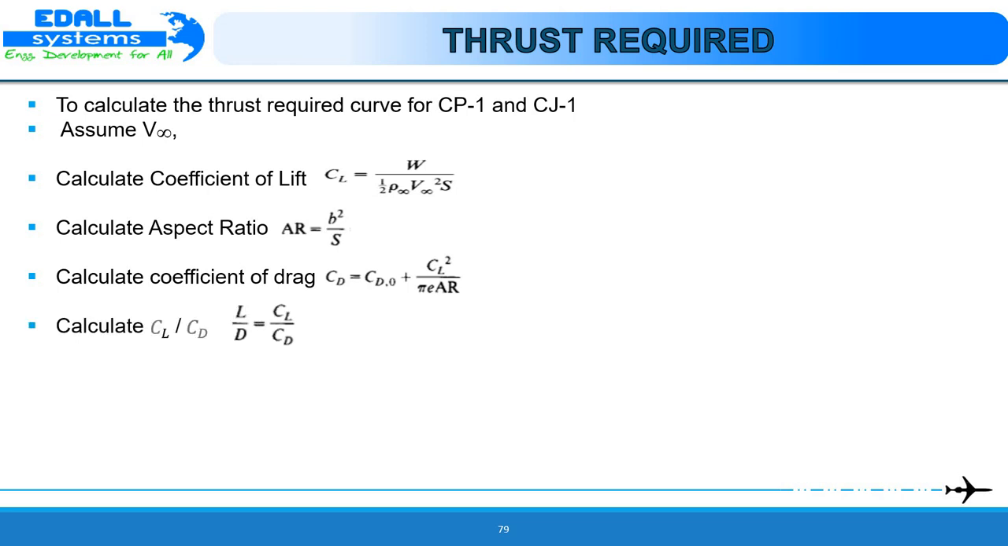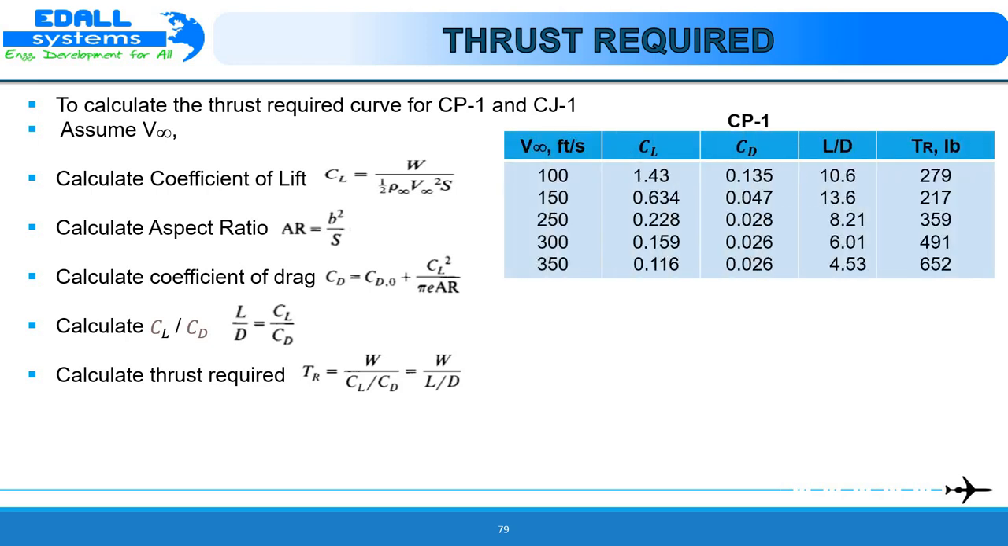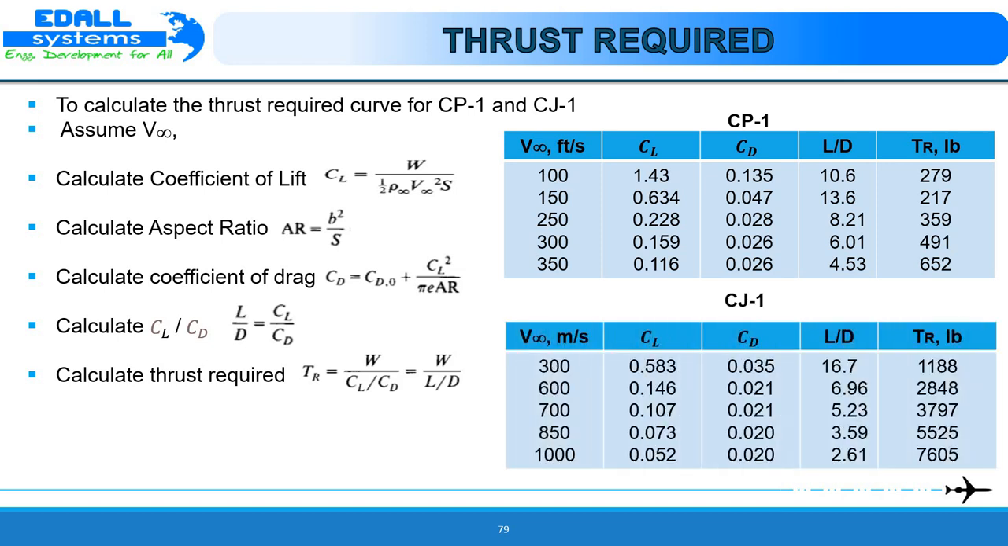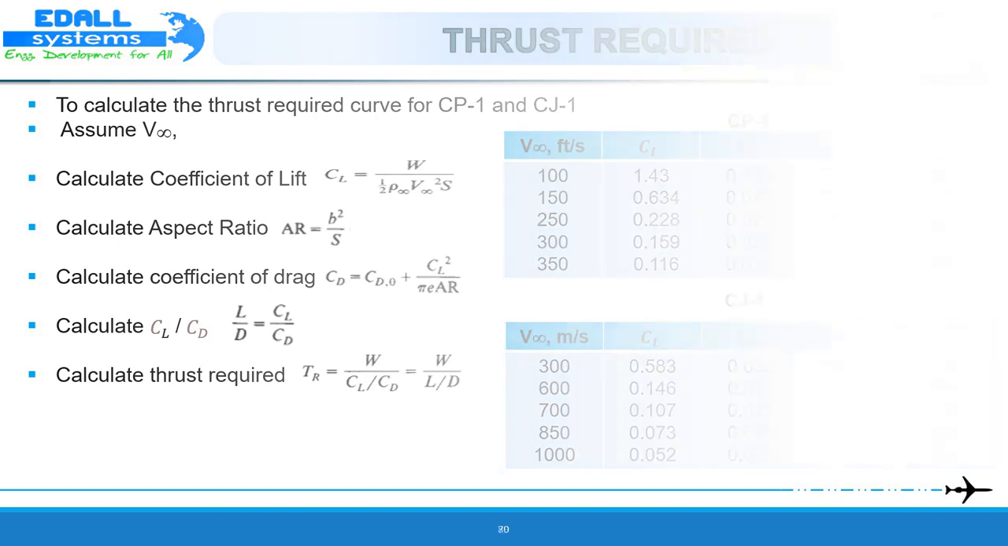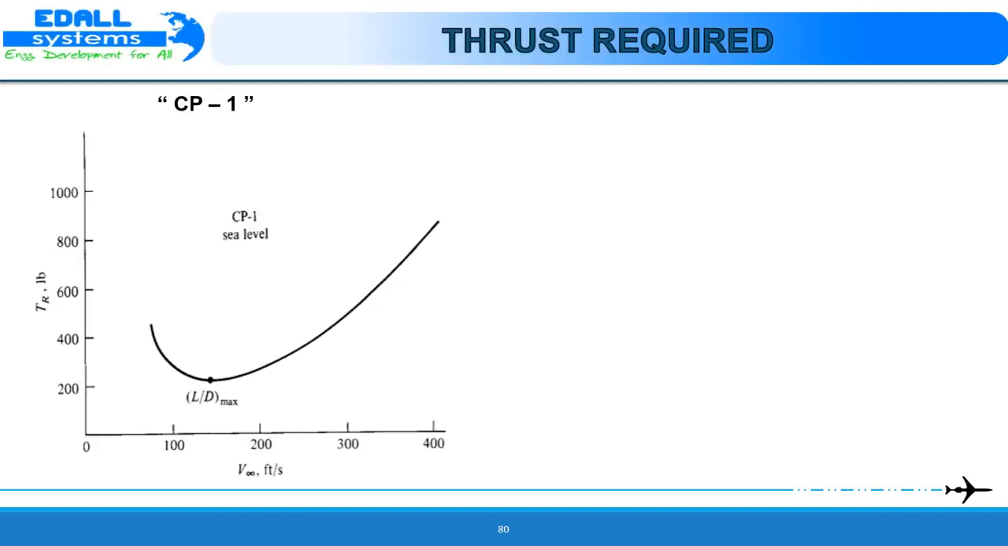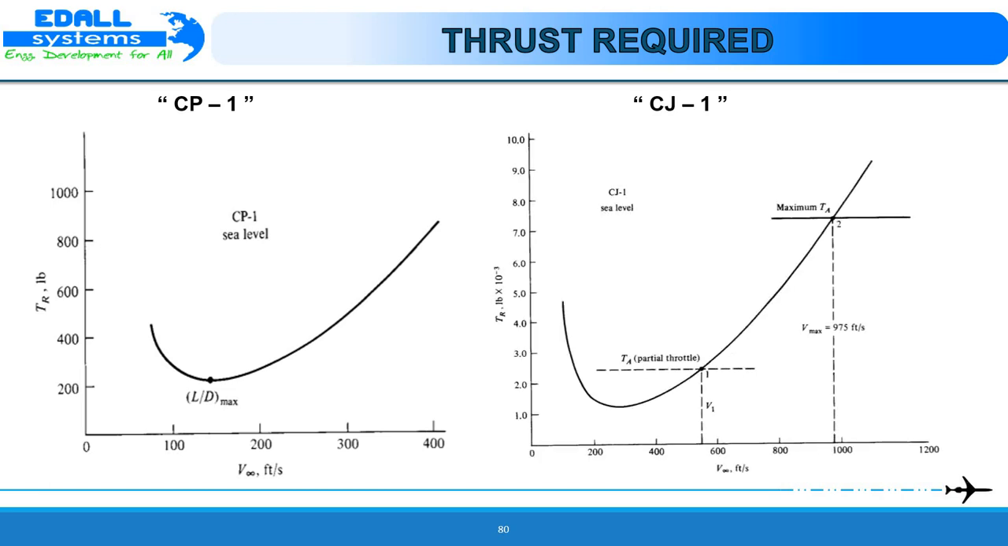Then we have to find CL by CD, which is equal to L by D, by substituting the coefficient of lift and the coefficient of drag. Then we have to substitute the coefficient of lift, coefficient of drag and the weight in the thrust required equation, which gives us the CP1 values as shown here and CJ1 values as shown here. The graph for both the equations comes like this. For CP1, thrust required TR for a given aeroplane at the given altitude varies with V infinity, that is the velocity, and the thrust required curve is a plot of this variation, which has a general shape as shown in the graph. The CJ1 graph is here.